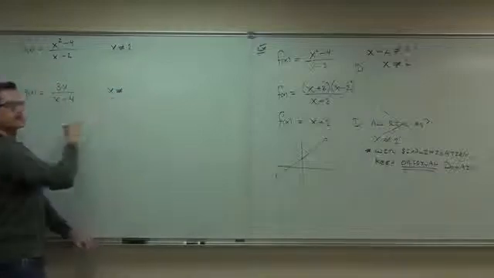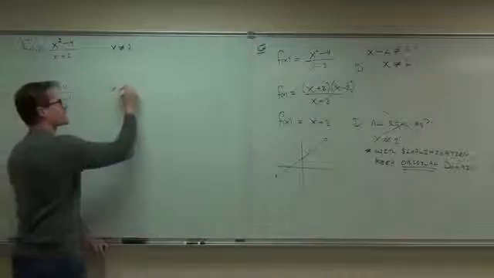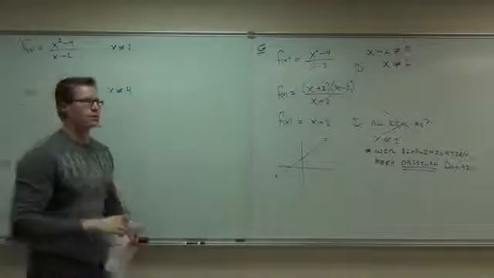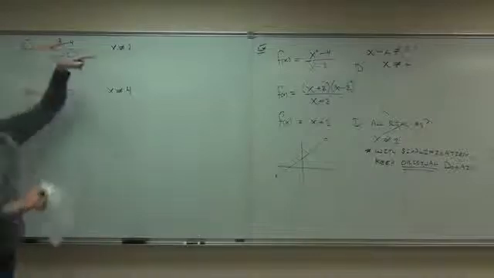What can't x equal here? I gave you a very easy one just so you can see it. Of course, x can't equal 4. Here's the difference. Can you manipulate this to get rid of the x minus 2?